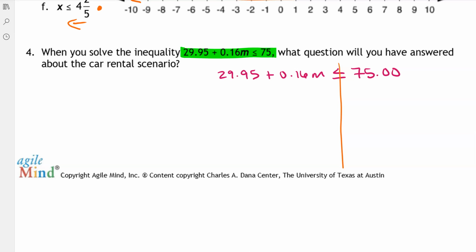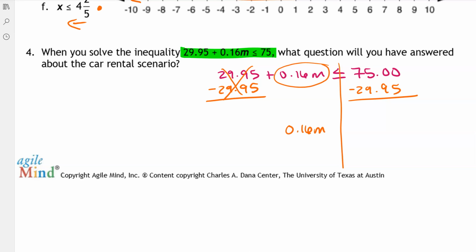Okay, so welcome back. And now I'm going to show you, you can follow this with the same steps to see if we got the same thing. So I'm going to subtract 29.95. See, it had some change there. And these cancel out. I'm left with this. So I need to bring that down, 0.16m. I bring down the inequality. And when I subtract this, I get $45.05. See, that's why it's good that you put those zeros there.